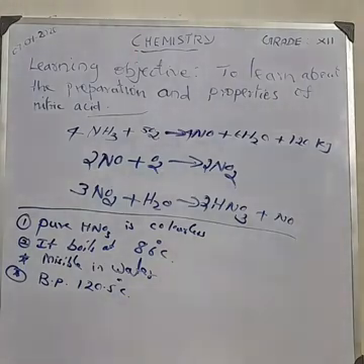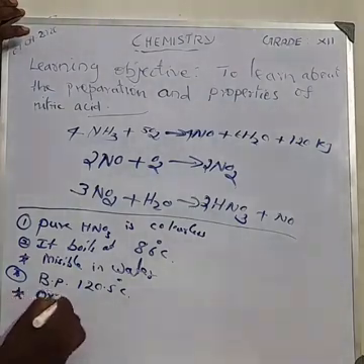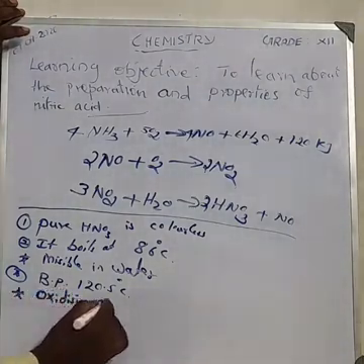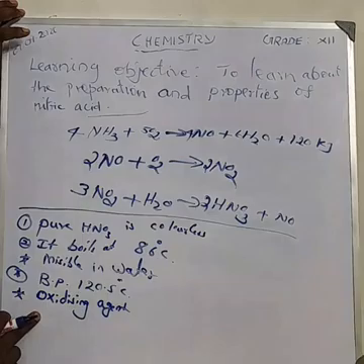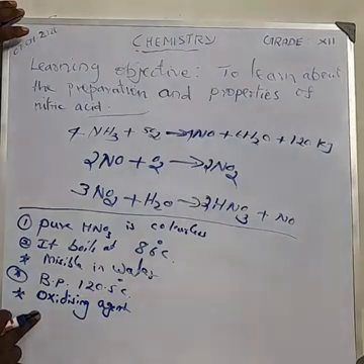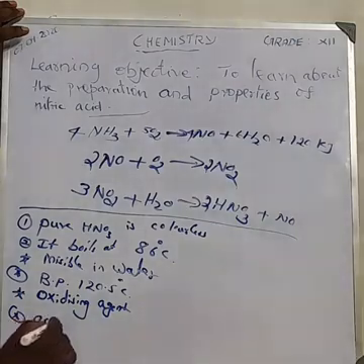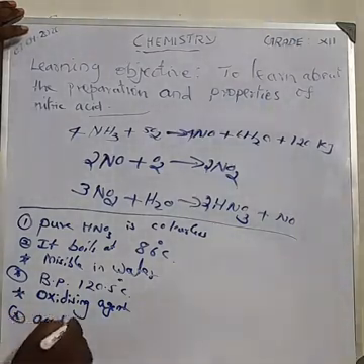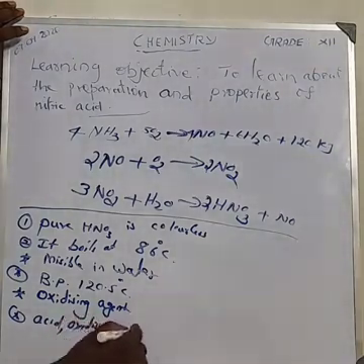And one more important point we can give is that nitric acid acts as an oxidizing agent. One of the very important points. One more point we can give: it acts as an oxidizing agent. And also nitric acid can act as an acid, an oxidizing agent, and also a nitrating agent. 3 points. It acts as an acid, oxidizing agent, and nitrating agent.